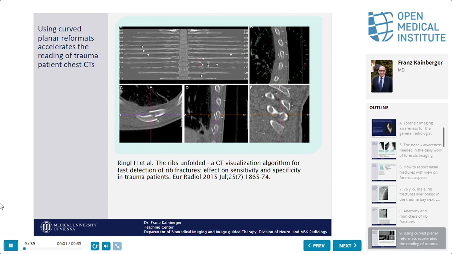Very helpful is also this unfolding technique. If available, we are using it in our hospital routinely. It's an add-on in every case of CT done in the trauma bay, and it is helpful, and it has been proven by Helmut Ringel from Vienna in Austria that there is a definite effect on sensitivity and specificity, and it accelerates the reading time of these patients and their films.